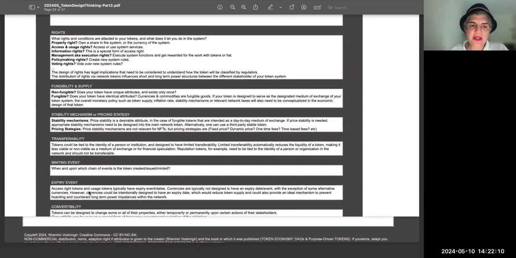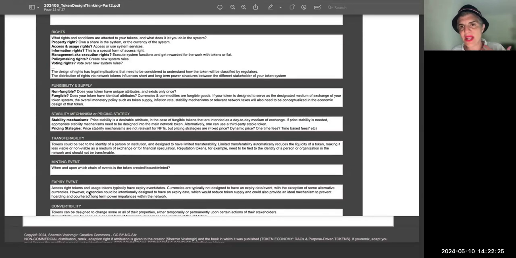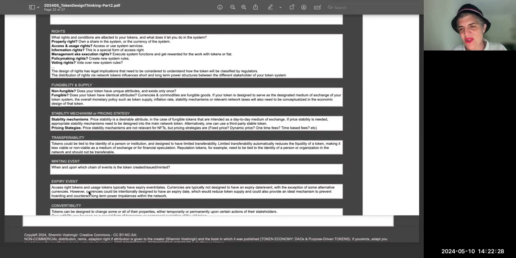But apart from this philosophical question, when it comes to expiry events, access right tokens typically always have an expiry event. If it's an access right token, for example, to a concert, obviously upon consumption, upon going to the concert, the token will expire. But even if you don't go to the concert, after the time the concert has stopped, the token expires, whether or not you joined it. So the questions of expiry event are very important.